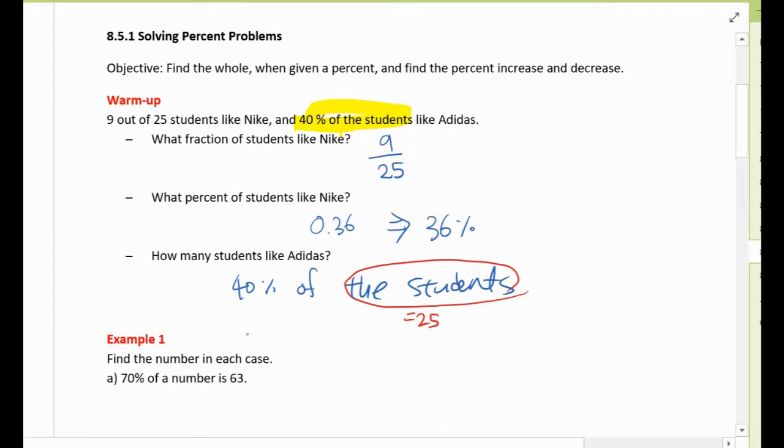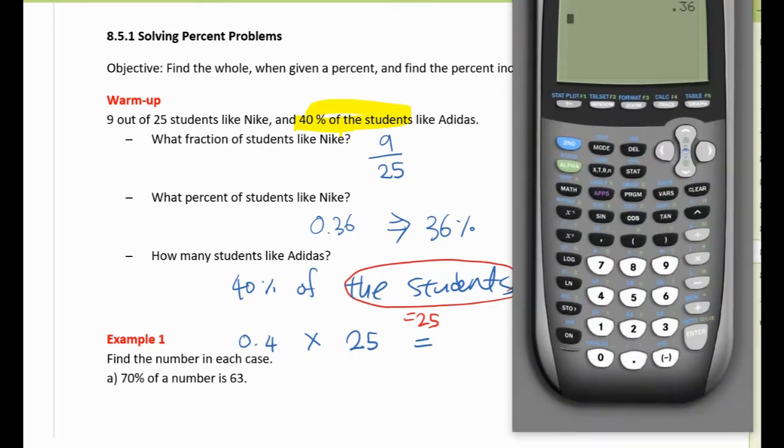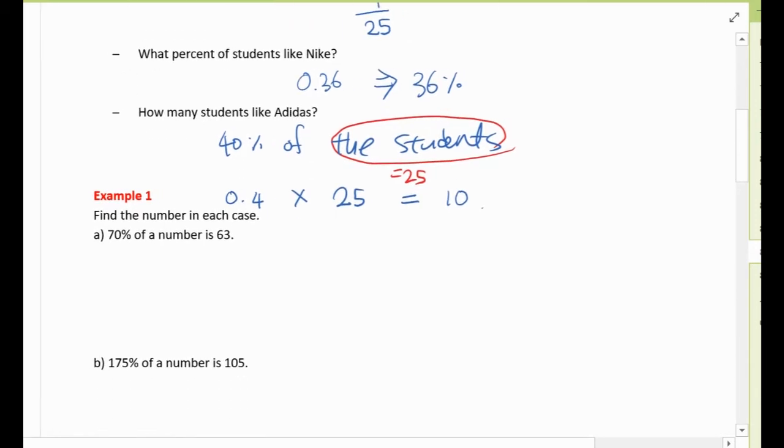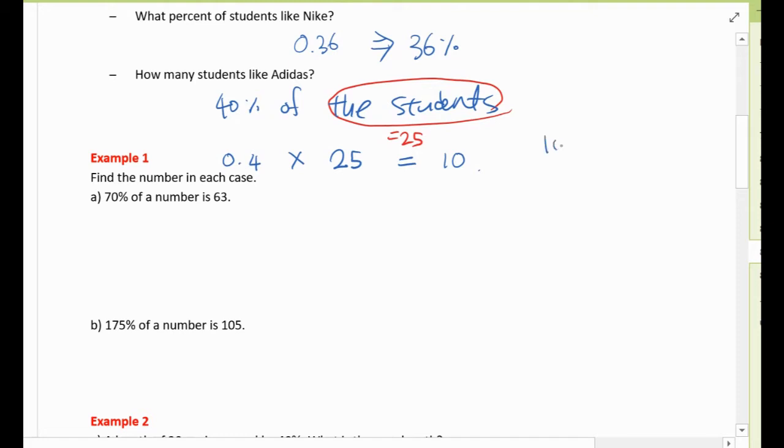40% in decimal, that is 0.40. You can omit 0. Of is multiplication. Times it by 25. Let's calculate it. 0.4 times 25. That is 10. So 10 students like Adidas. Okay, so the answer is 10 students.